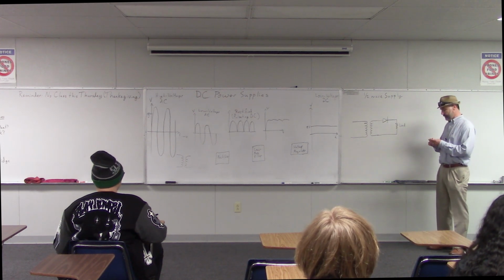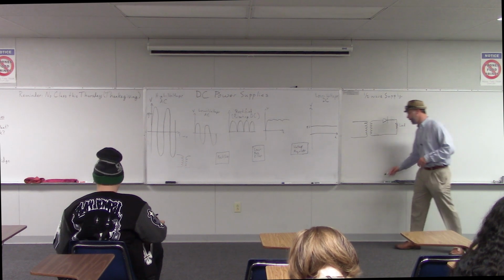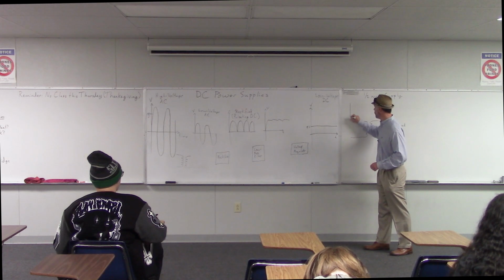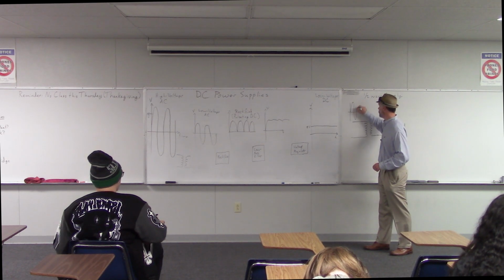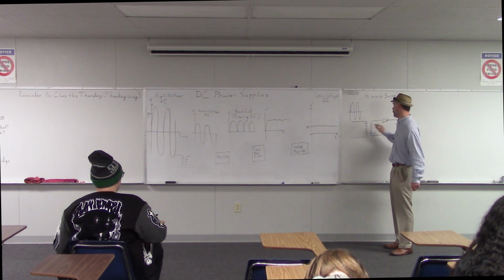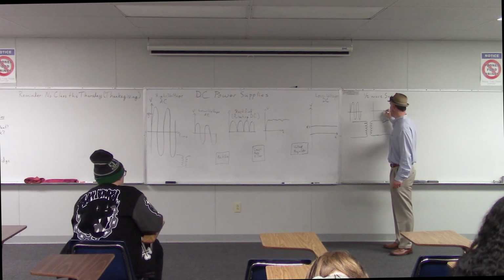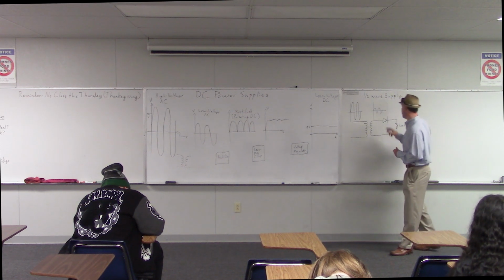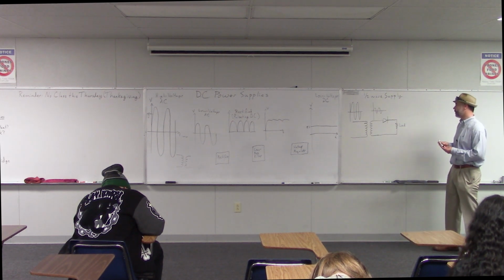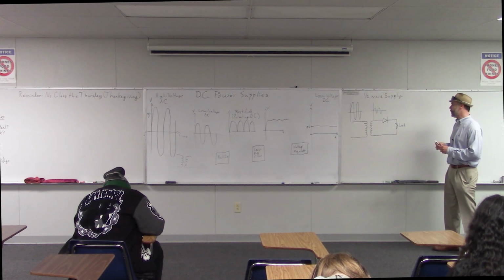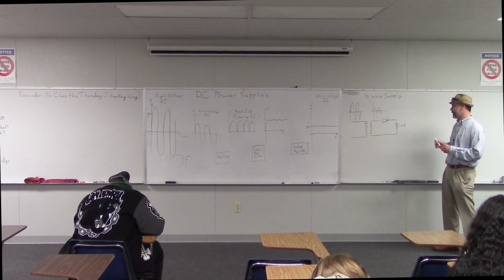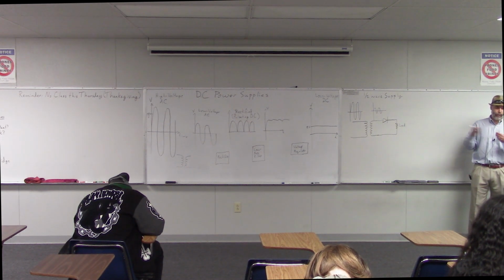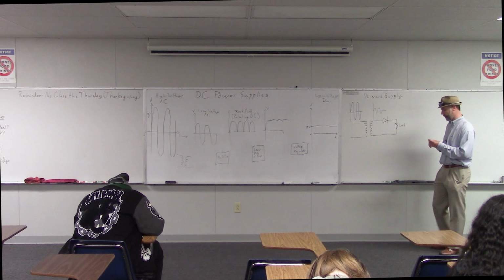So let's look at what the signals would look like in this half-wave supply. Over here is where we have our high voltage AC, and then the transformer takes that down to a lower voltage AC signal. And now let's look at what happens when we get to the diode. Remember, diodes allow electricity to flow through in one direction, but they block the electricity from flowing in the opposite direction.